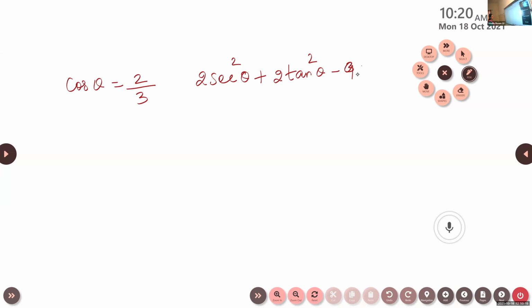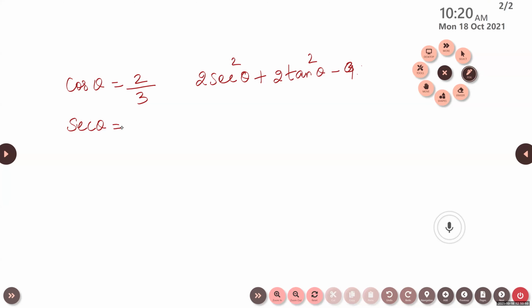Cos theta is equal to 2 by 3. Find the value of 2 sec square theta plus 2 tan square theta minus 9. How to do this? Cos theta is given as 2 by 3, isn't it? So at that moment itself we can write what is sec theta. What will be sec theta? Yes, Rizwan, what will be sec theta?